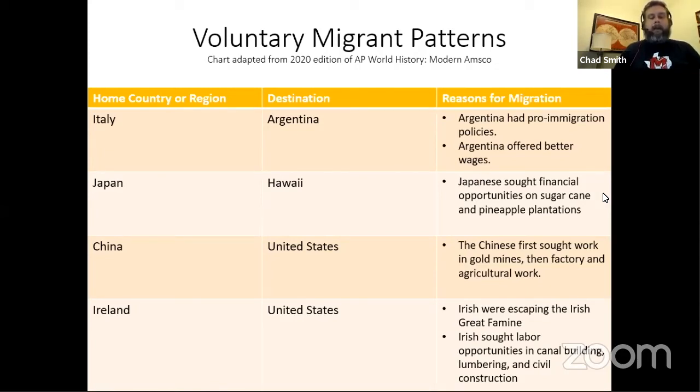I don't want to read it to you, so I'm just going to give you about 30 seconds to go over this. A lot of what we already said here, we've discussed already in this lesson. Of course, I'll take a moment to note that I've adapted this chart out of the 2020 AP World History Modern AMSCO book by Perfection Learning.